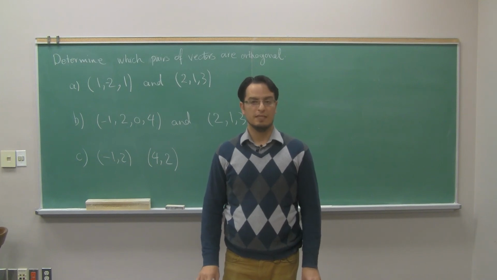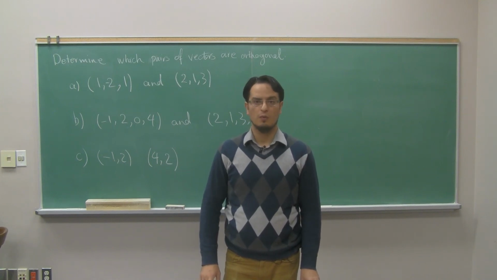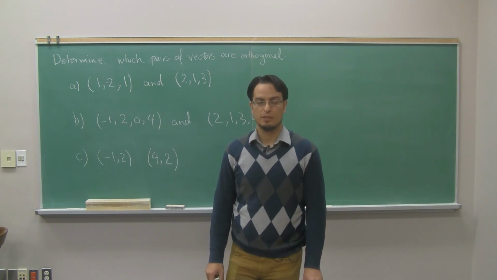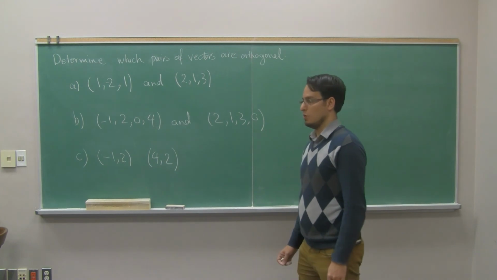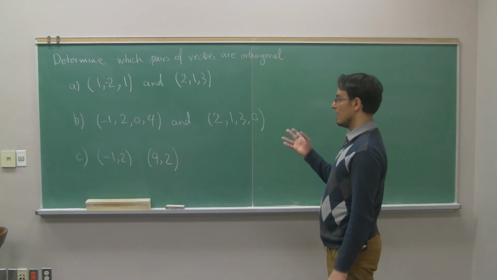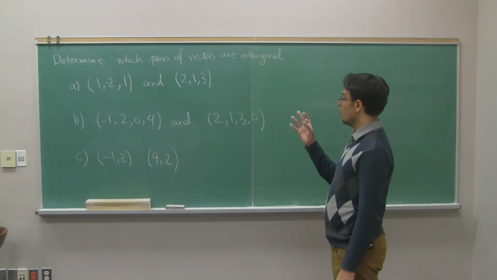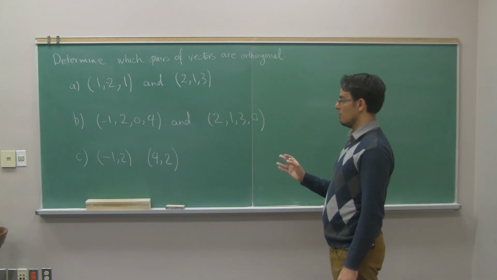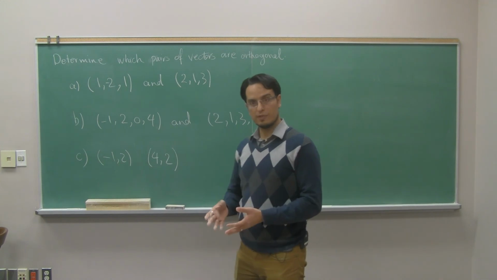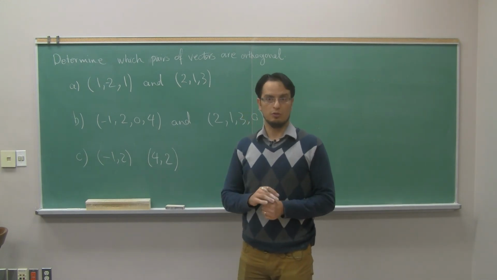Hello everyone. In this video, I'm going to show you how one can use dot product to determine whether two vectors are orthogonal or not. Let's see what the question is. The question says, determine which pairs of vectors are orthogonal. So we have three pairs of vectors, one in R3, one in R4, and one in R2. And the question is, check if these vectors are orthogonal or not.